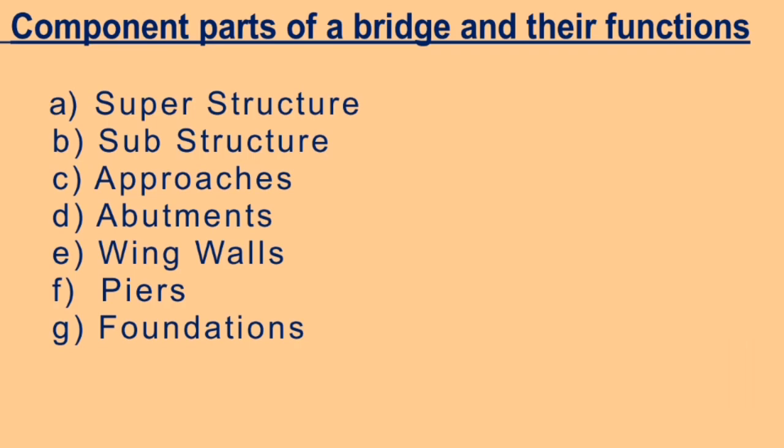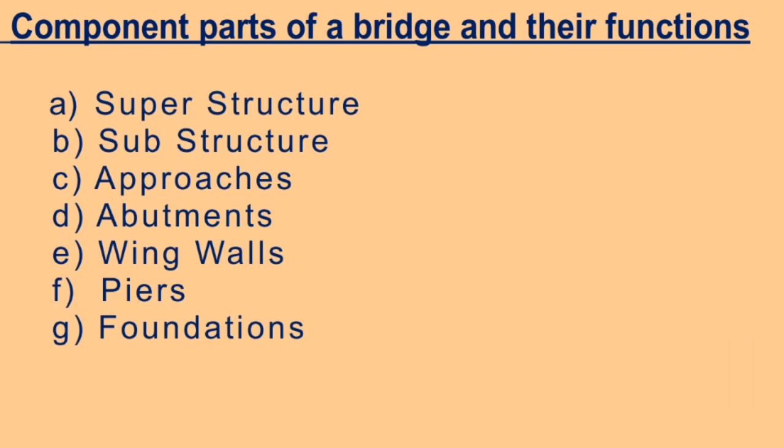Now, what is an abutment? The end supports of a bridge superstructure are termed as abutments. Function of the abutments of a bridge are to support the superstructure, to retain earth banks of approaches, in which case they are called return wing walls.